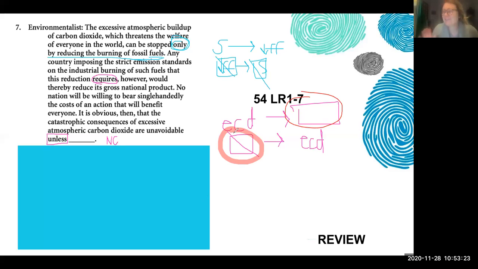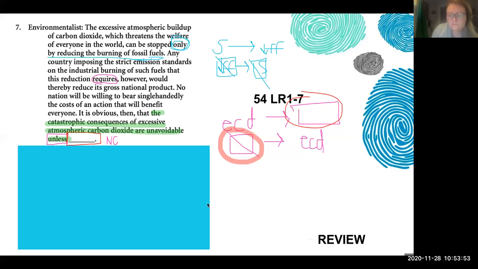But yeah, that's why I don't worry about diagramming, because it's easy to get confused diagramming. But just for a visual of what we're looking for. So this answer choice that we're looking for is, we know that it's going to be a necessary condition. So if we think about what our conclusion is here, which is, it is obvious then that the catastrophic consequences of excessive atmospheric carbon dioxide are unavoidable unless this happens. So what must happen? Burning fossil fuels.